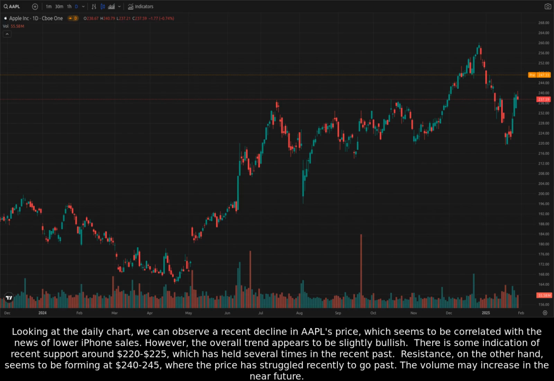Looking at the daily chart, we can observe a recent decline in AAPL's price, which seems to be correlated with the news of lower iPhone sales. However, the overall trend appears to be slightly bullish.